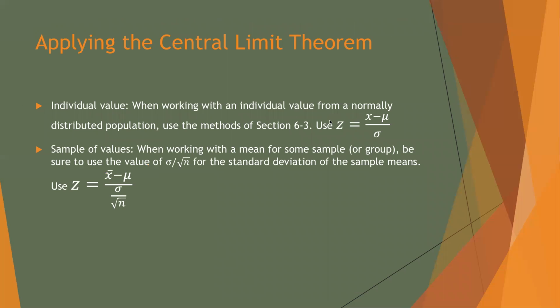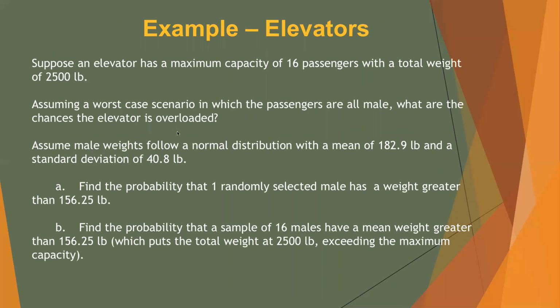So, there are two things we can do when applying the central limit theorem. First is individuals. When working with an individual value from a normally distributed population, use z-scores. Z is equal to x minus mu over sigma. If we want to work with a sample of values, in other words a mean from some sample or group, use the adjusted standard error, sigma over the square root of n, when you want to do a group calculation. And here's an example to illustrate that.